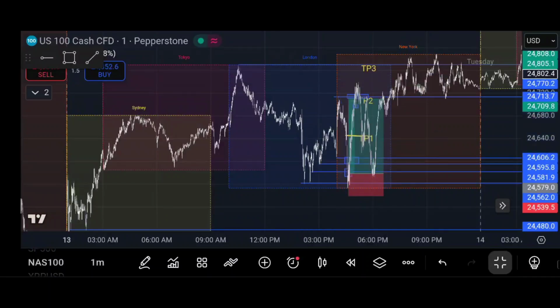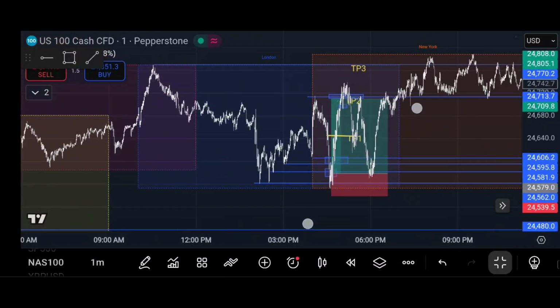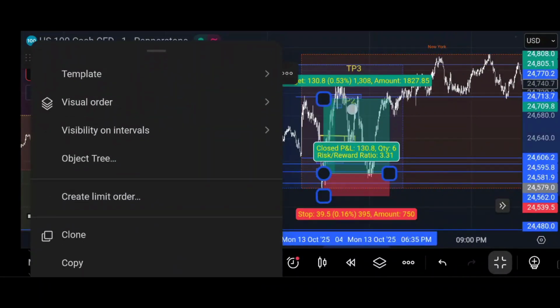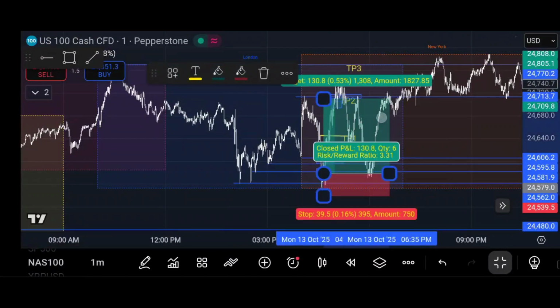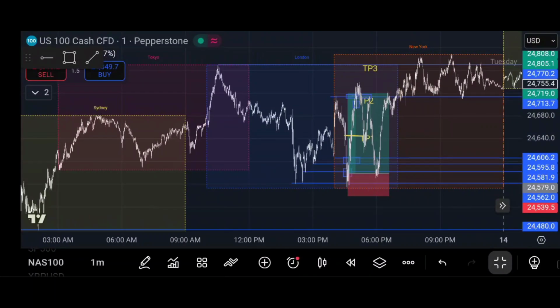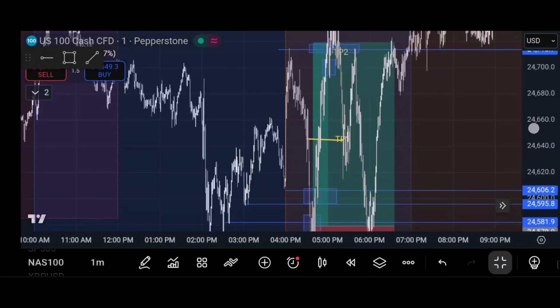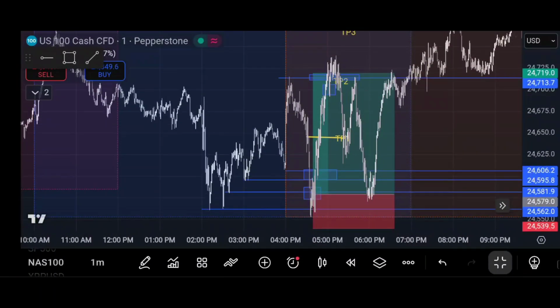So that's it. I needed to show you guys I just grabbed till TP2. So that's it on today's trade. I hope you enjoyed it and understand the reason behind why I took this trade.